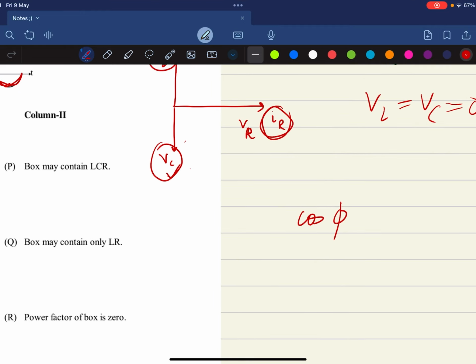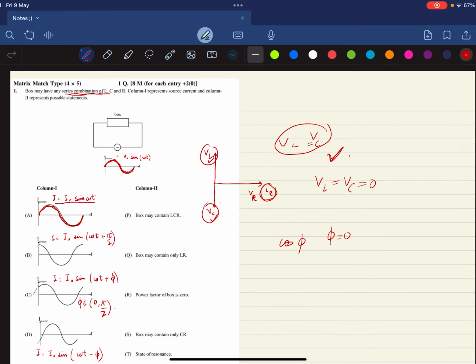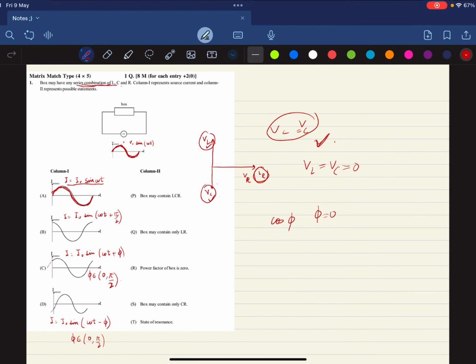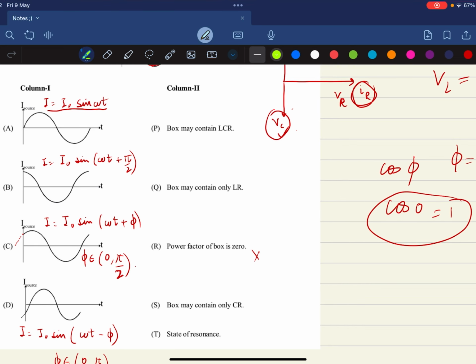Cos phi is the power factor. Phi is 0 in this case, right? Because the same wave is being replicated. So phi is 0, so cos 0 is 1. So actually the power factor is maximum here. So the power factor is not 0. So we can write that A matches with P and T.